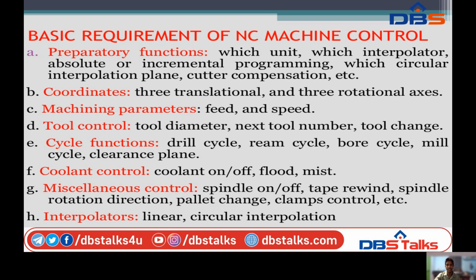Here, cycle functions. Cycle functions are nothing but drilling cycle, ream cycle, bore cycle, mill cycle, clearance plane, etc. Coolant control. Coolant control is nothing but whether we require coolant or not, yes or no, and the type, flood or mist. Miscellaneous controllers here. Miscellaneous is nothing but spindle on or off, tape rewind, spindle rotation, etc. Interpolators are nothing but linear or circular interpolation. Those are all the basic requirements of an NC machine tool.